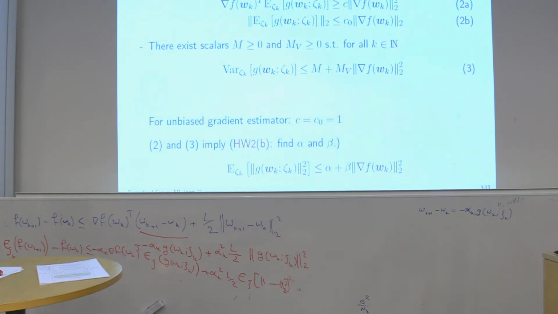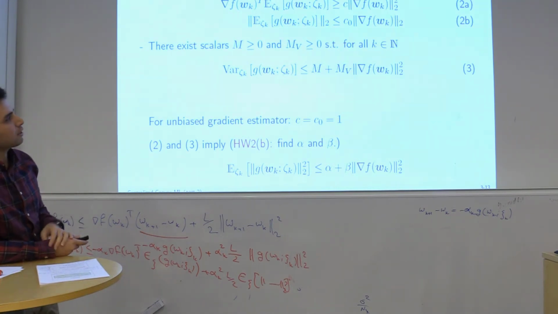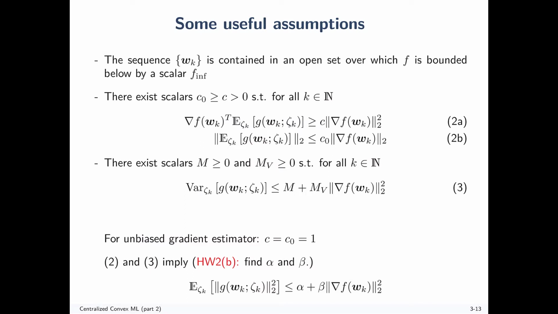So, some useful assumptions. You have seen these in the recap slide, so most of them are actually there. The first one is about the sequence of W_k. This is just for the sake of analysis. The sequence of W_k is in some open set. Don't worry if you don't know what an open set is. They are in some set over which f is bounded below by some scalar f_inf. Why are we saying f_inf? Because depending on the algorithm, we may not be able to recover f optimal. It depends on the algorithm.